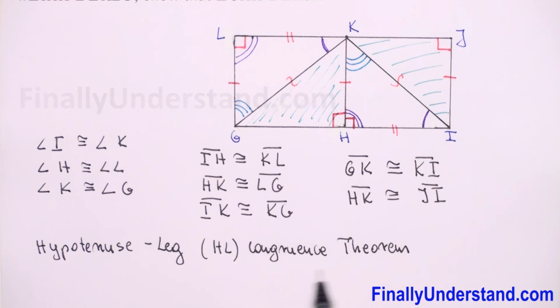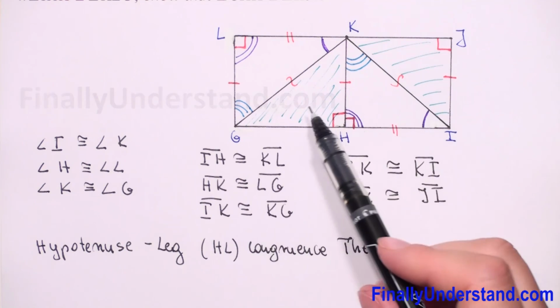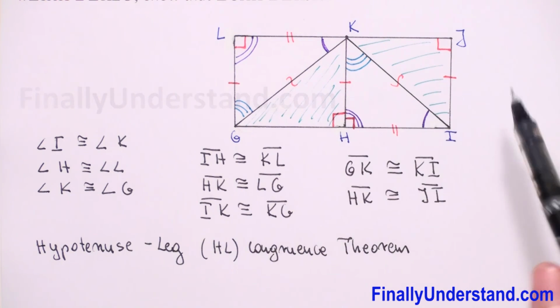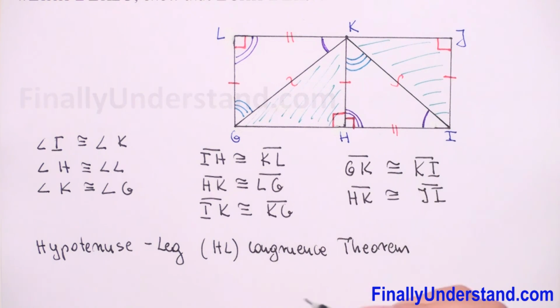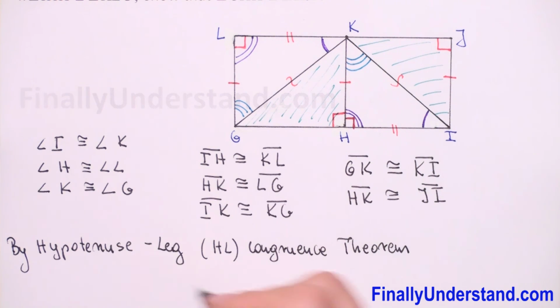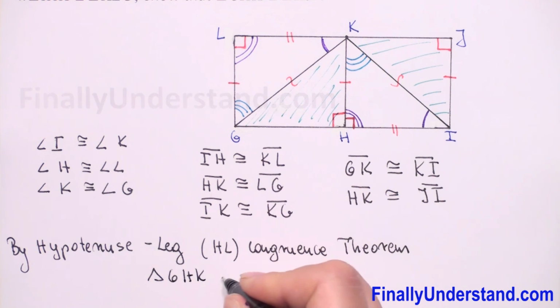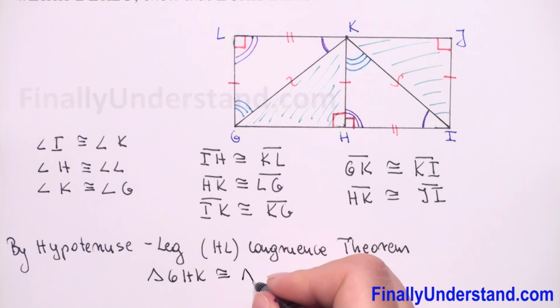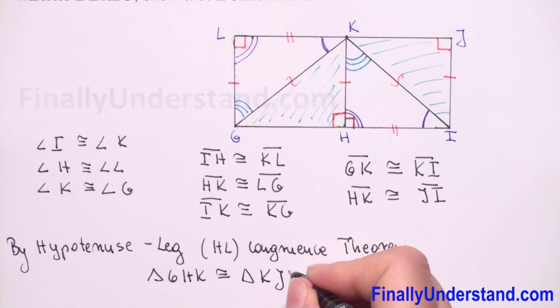So by this theorem, our two triangles are congruent. So we can write that by this theorem, triangle GHK is congruent to triangle KJI. This is my solution.